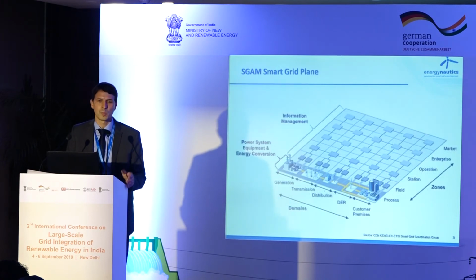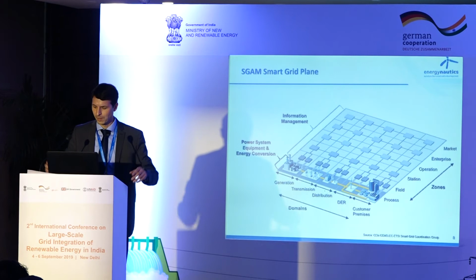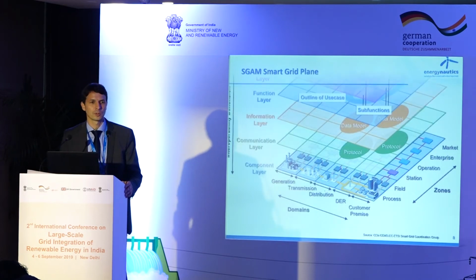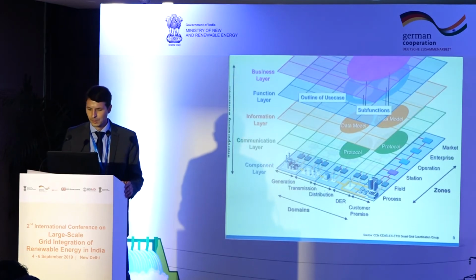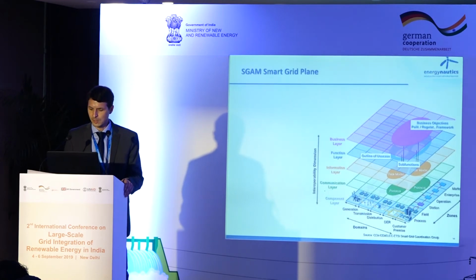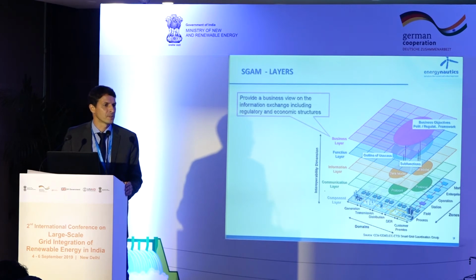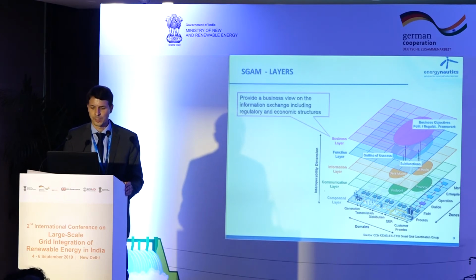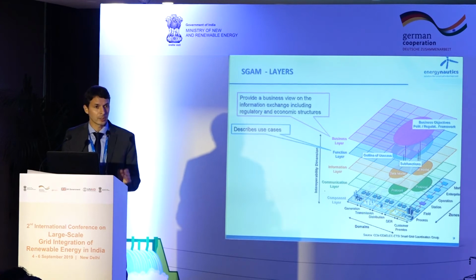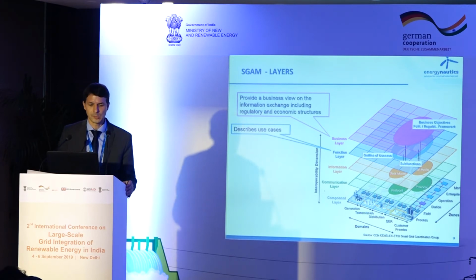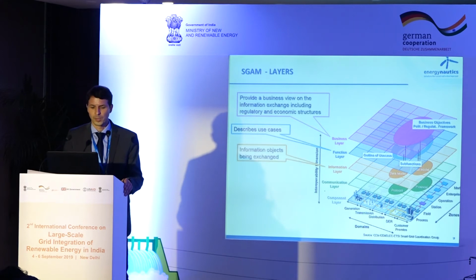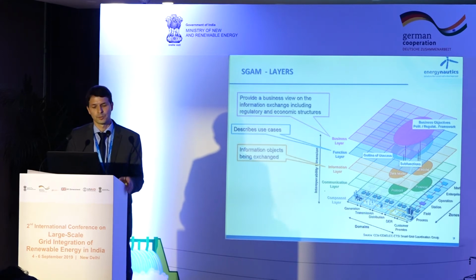So this is the smart grid plane, basically. But believe me, this is not all. We have two dimensions. There's another one. So we are introducing some layers on it. There is the business layer on top, in order to identify business cases, especially. That's what will happen there. Then we have the function layer. This is more about use cases, describes use cases. We have the information layer, which is then describing the data model, for example.